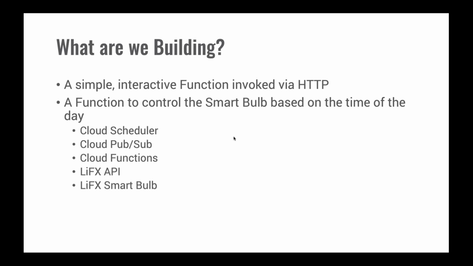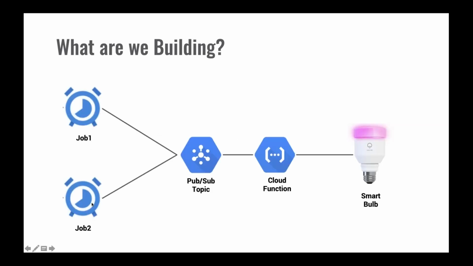So we are going to create a cloud scheduler as a cron job. I'm going to create two jobs, one to switch on the bulb and one to switch off the bulb. Basically, they publish a message to the pub/sub topic, and we connect the pub/sub topic to the cloud function, and the cloud function simply invokes the LIFX bulb. Either it switches on or switches off.